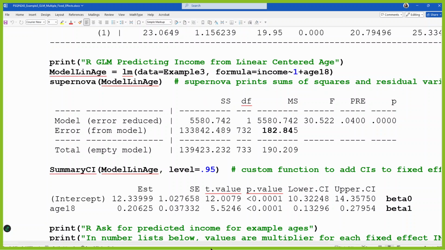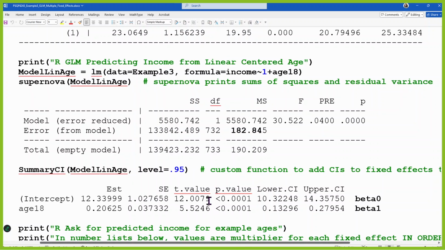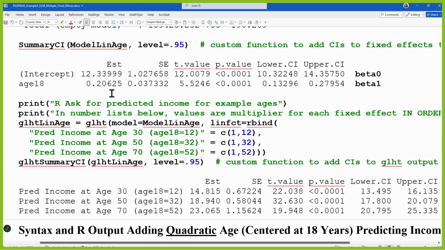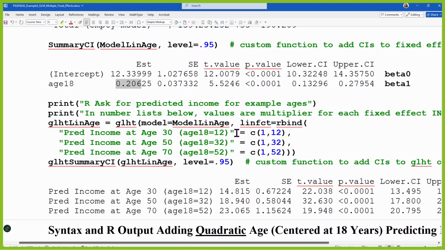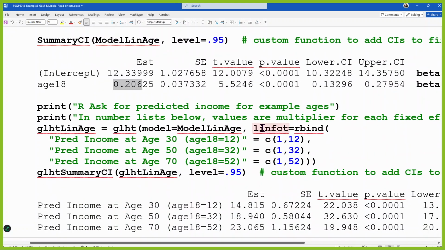In R, we can do the same thing. So mean square error, as it's labeled here, and F of 30. So the model is significant, accounts for 4% of the variance. Here's my 12 and my 0.2. And then to get the same kinds of predictions in R, we use this weird thing. We talked about this on Tuesday. This is like your drive-through menu. I need 1 intercept and 12 linear ages, please. Thank you, drive-through.